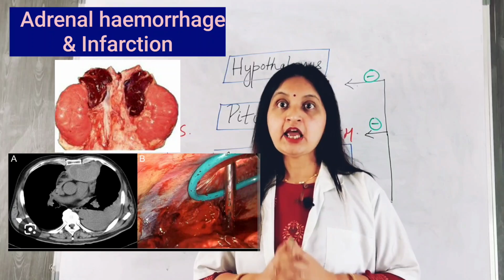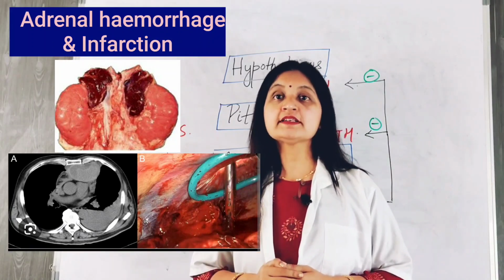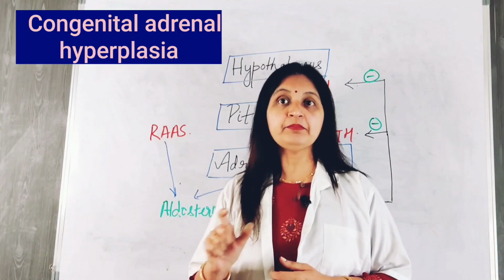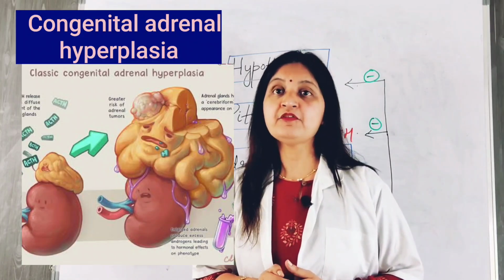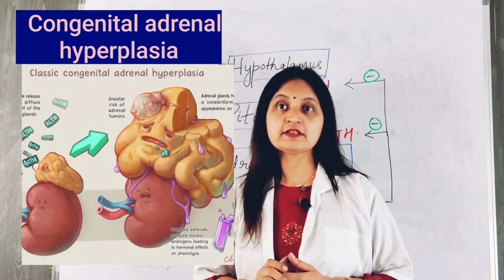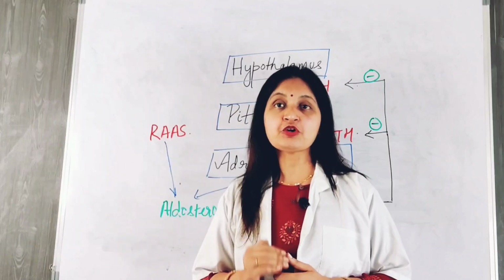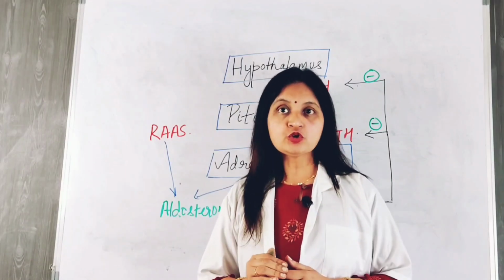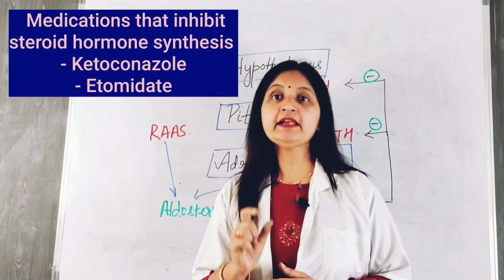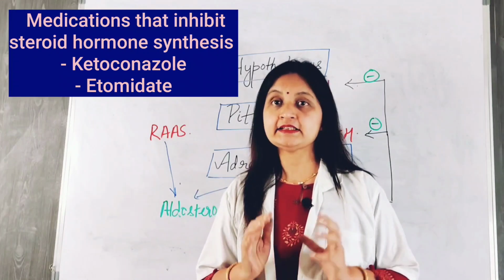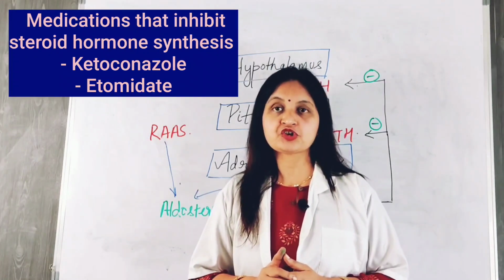There are certain genetic disorders such as congenital adrenal hyperplasia, where there is a defect in enzymes that are responsible for the synthesis of steroid hormones, and this results in decreased cortisol levels. Also, certain medications such as ketoconazole and etomidate inhibit steroid hormone synthesis, and this decreases the cortisol production.